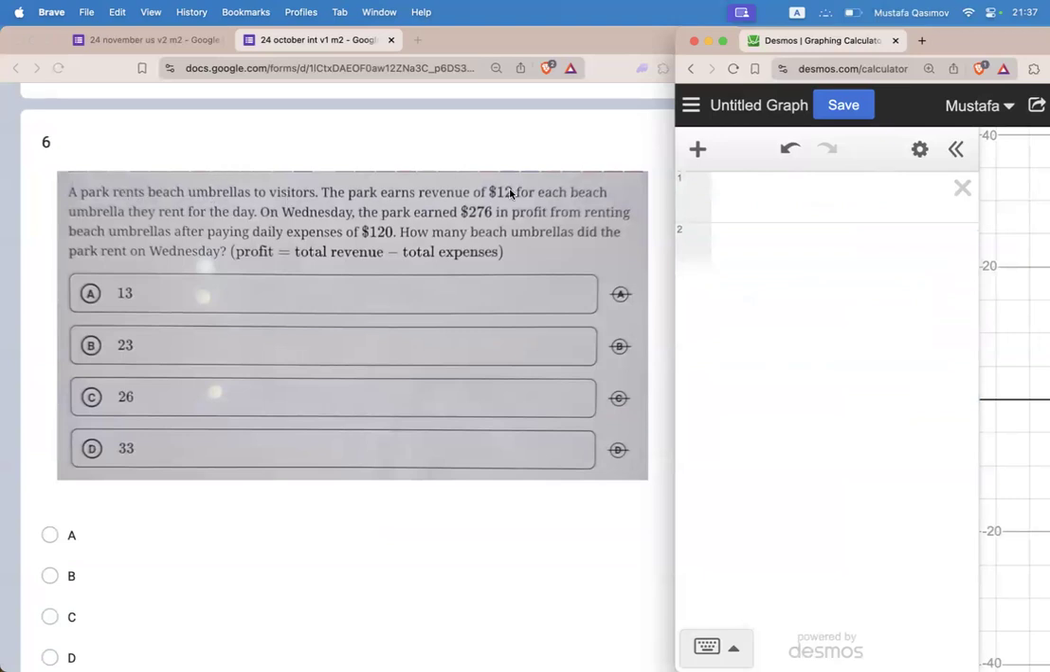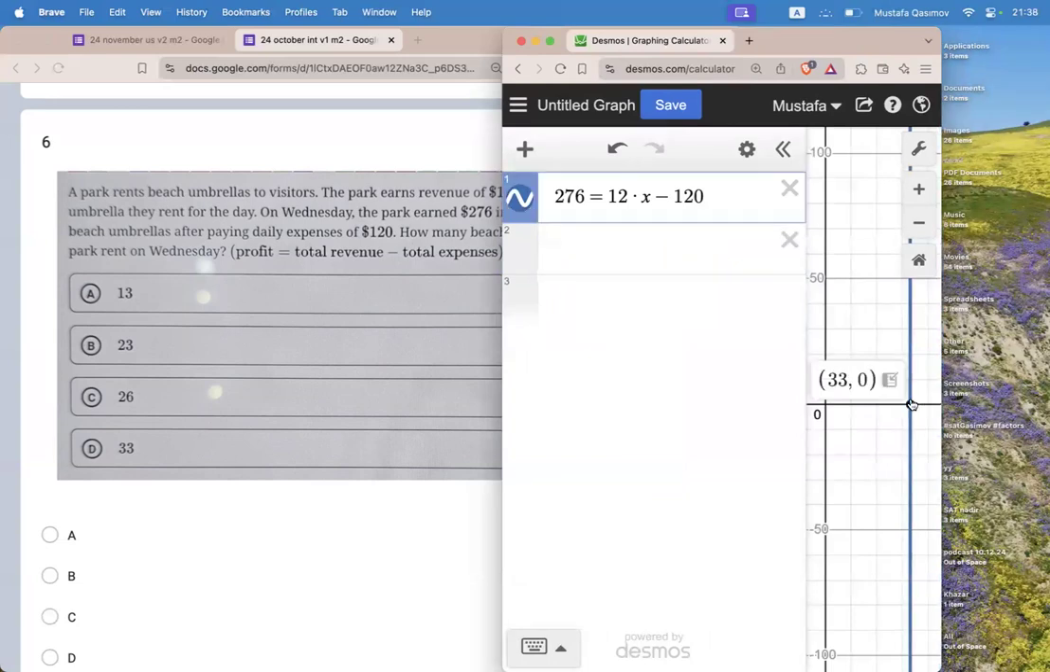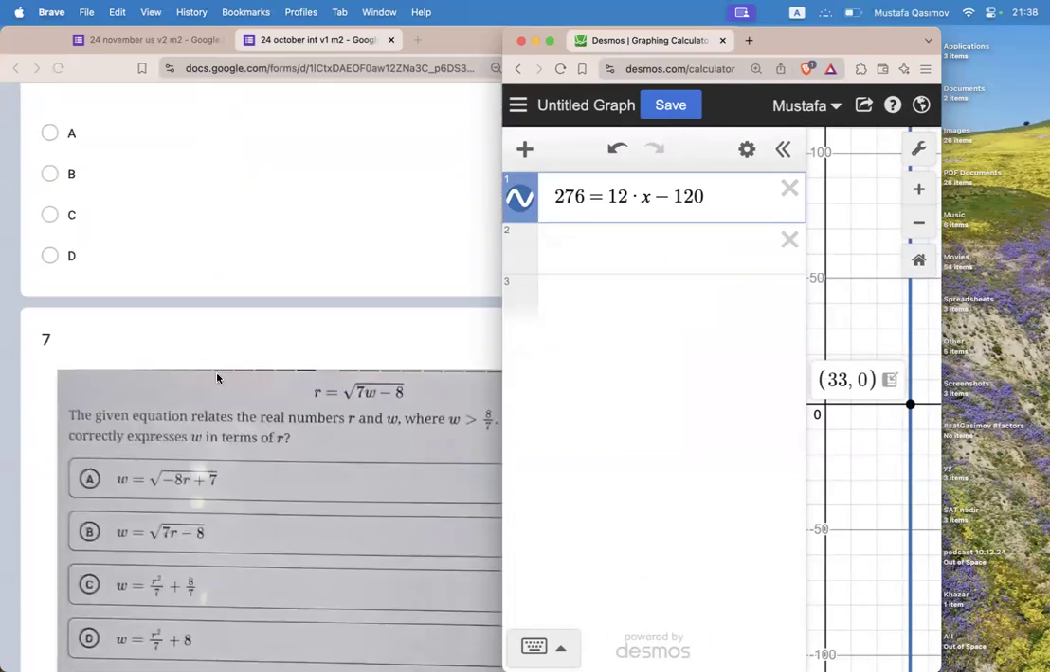Park rents, earn revenue. Revenue is $12 for each beach umbrella. It means that you have to multiply 12 by the number of umbrellas. Let's say it is X. It is revenue. Earned 276. It is profit. So let's write it here: instead of profit write 276, and minus 120 because it's cost. Then find X. X will be 33. Answer is D.